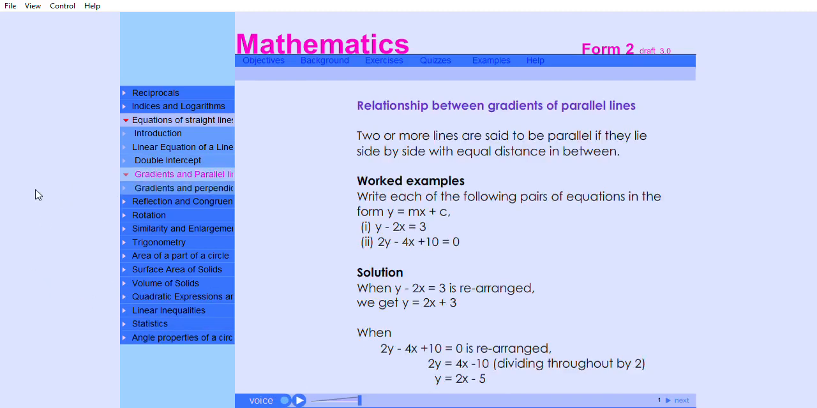Relationship between gradients of parallel lines. Two or more lines are said to be parallel if they lie side by side with equal distance in between. Worked examples.